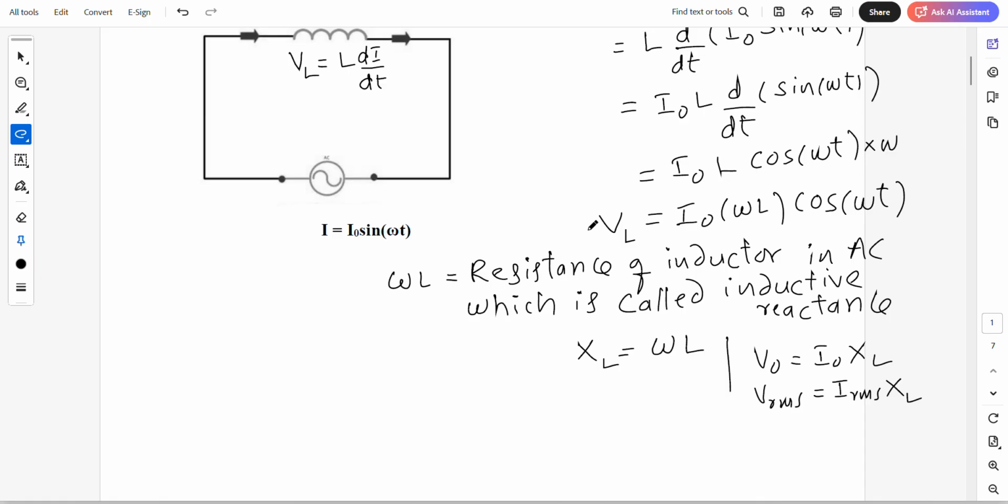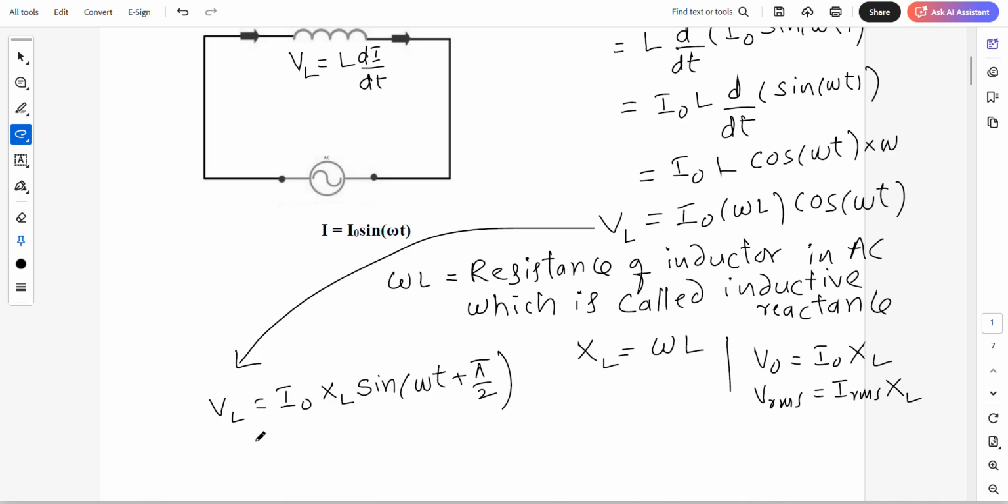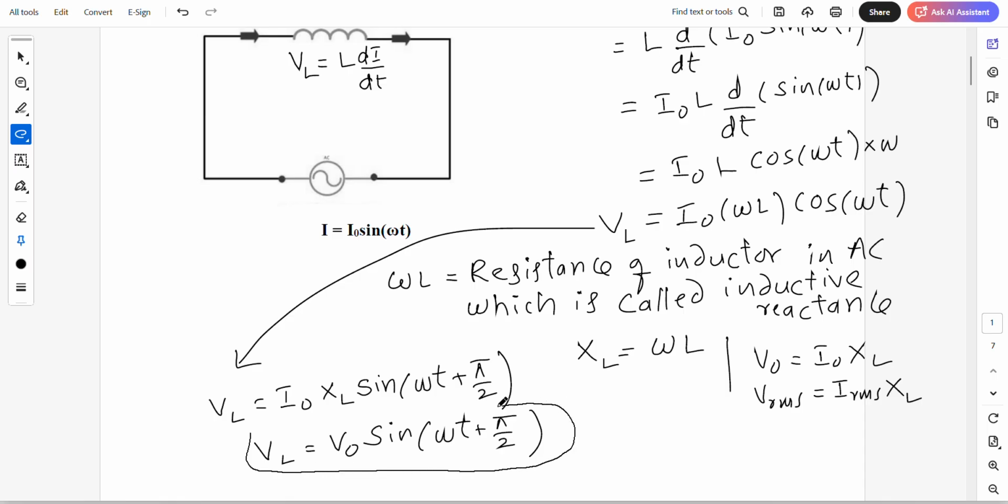Now let us come to this equation again. VL is equal to I naught into XL. In place of cos of omega t, I can write sine of omega t plus pi by 2. Now the same thing can be written as VL equal to V naught sine of omega t plus pi by 2. This is the equation of the voltage.